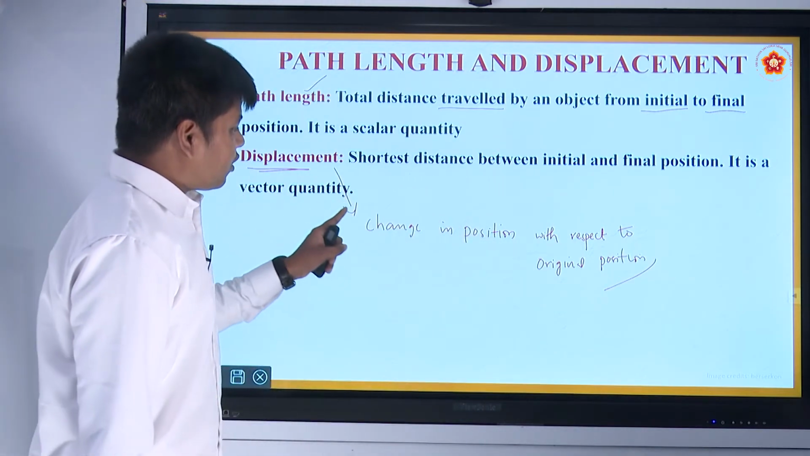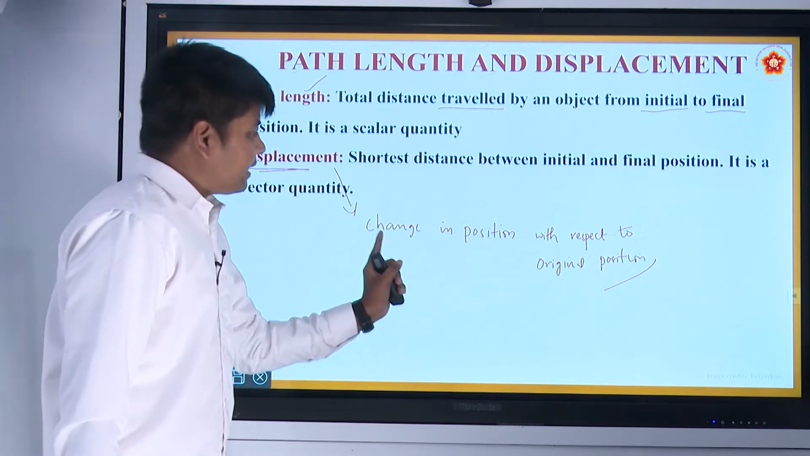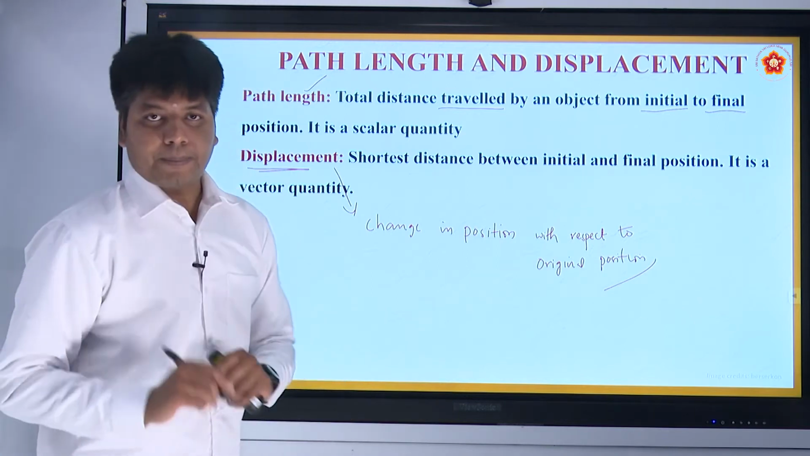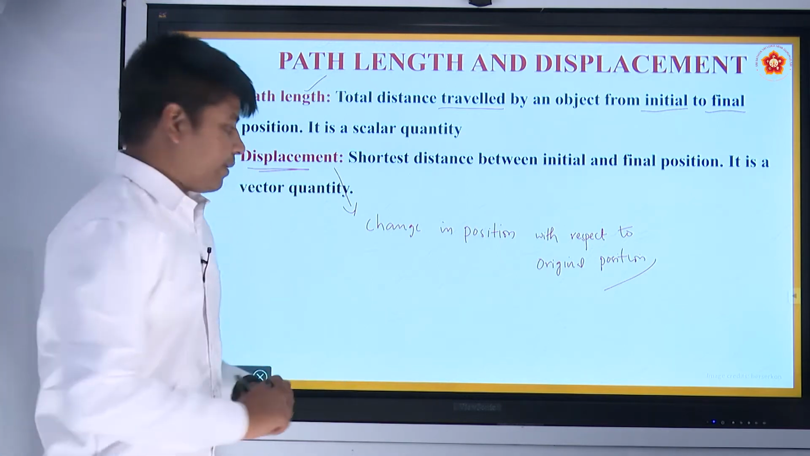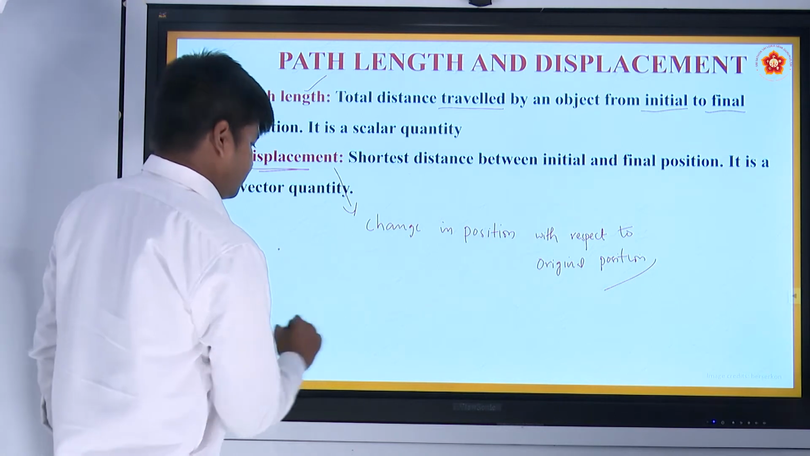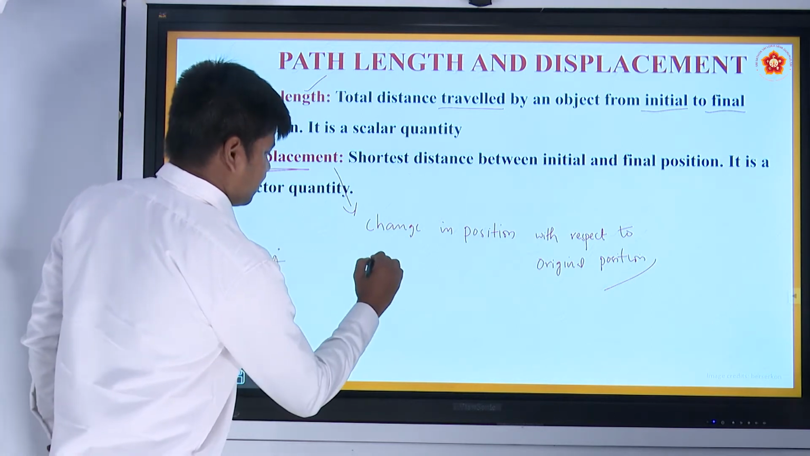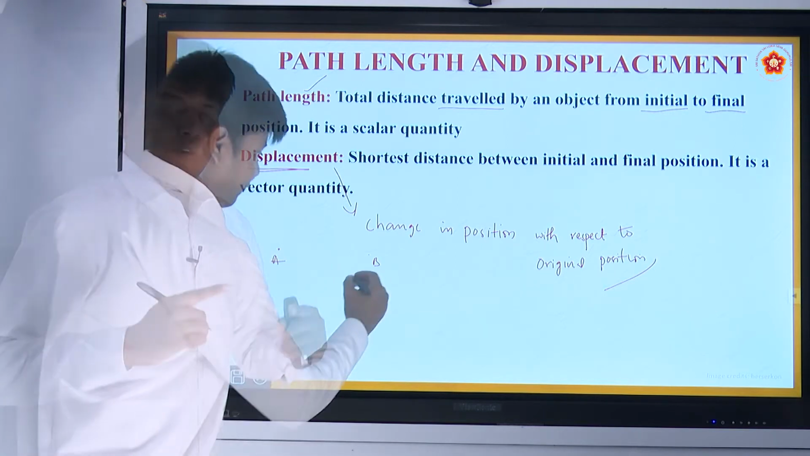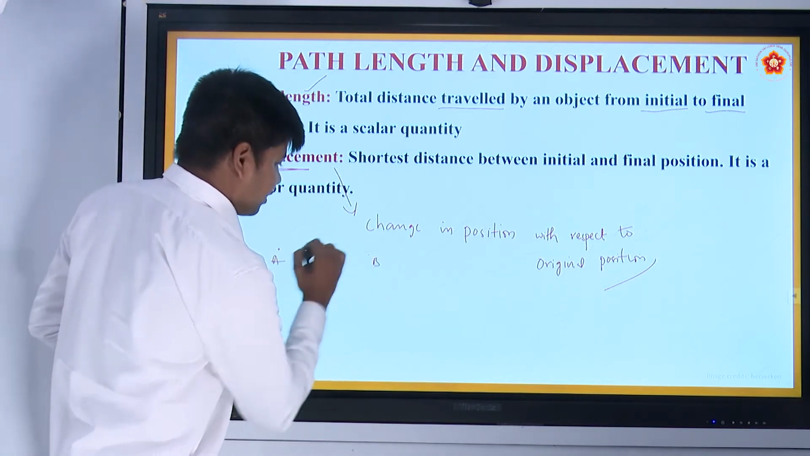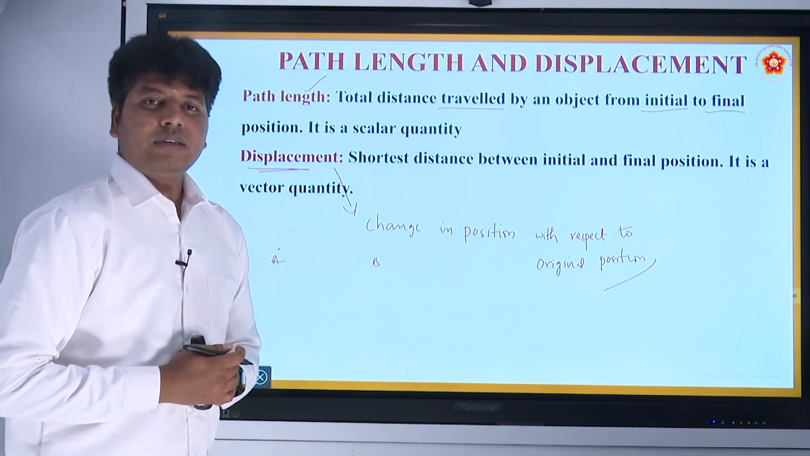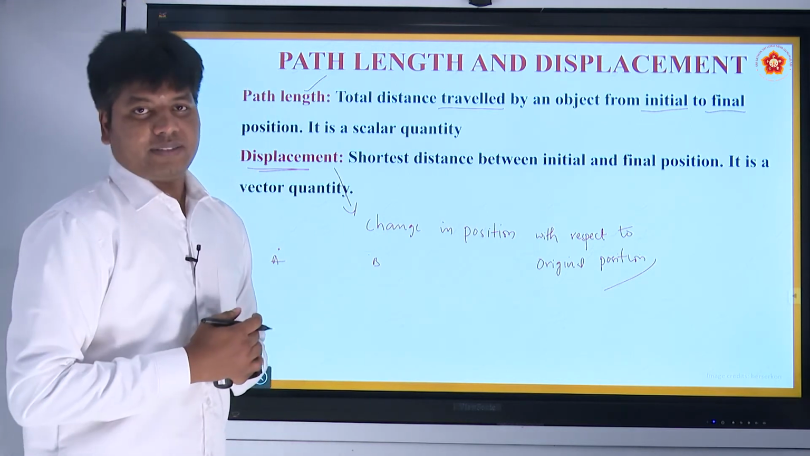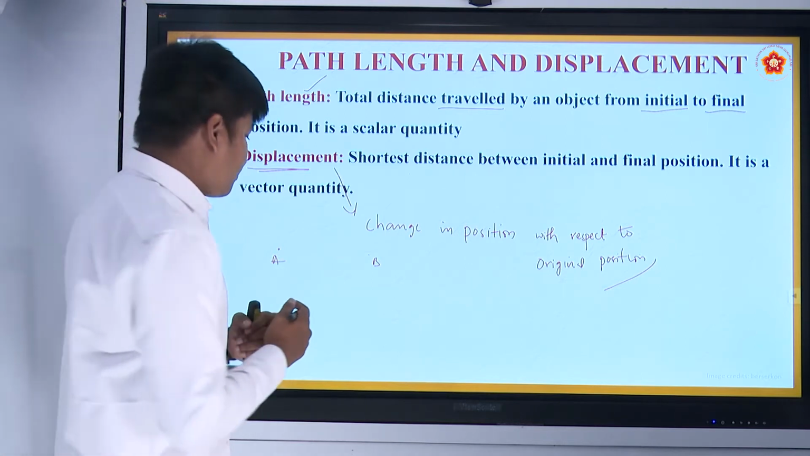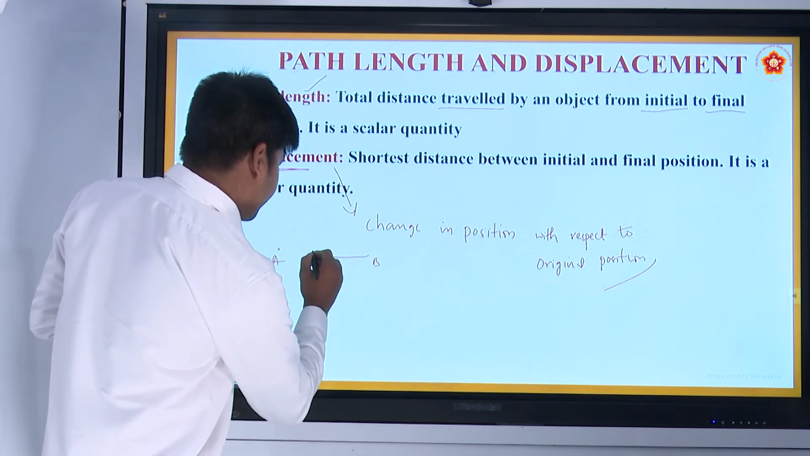So displacement can also be said as a change in position with respect to the original position in a given direction. Okay, you are here at A, you went to point B. If your friend asked, when you came here, what's your displacement? Where is your home? You will always point towards this direction.